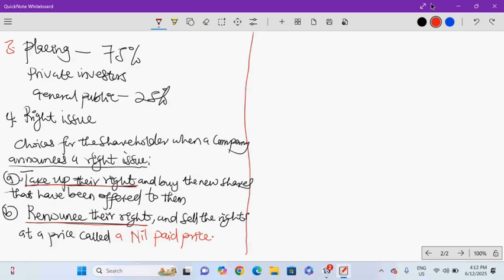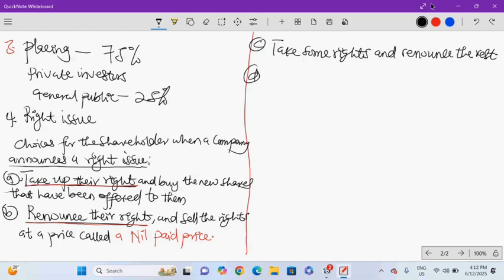Or they can take part and then sell part. So you see there are options available to them. They can take some rights and renounce the rest. So we can see that this is basically a combination of the first two, right?